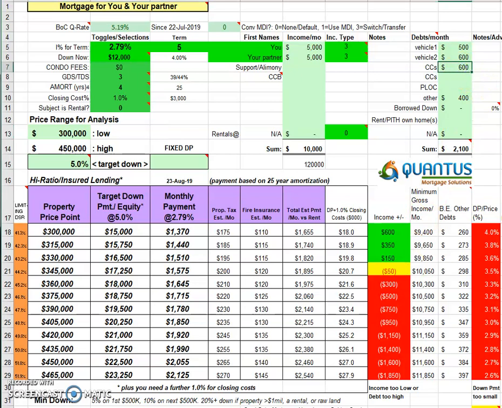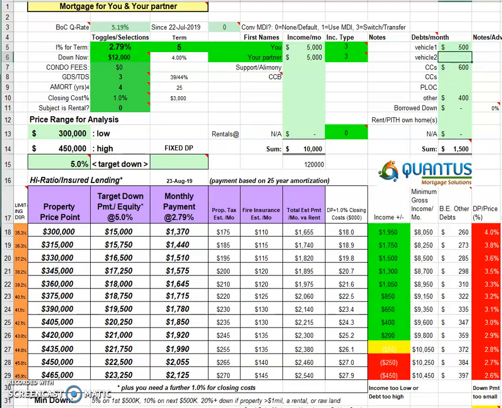Let's look at the impact of nuking a car, selling a car, getting rid of a car payment. I'm going to hit delete, and all of a sudden that $600 car payment is gone. The house that they can qualify to purchase jumped up to below $400,000. So that's how the debt to income ratio is calculated. That's how debt impacts your ability to mortgage qualify.